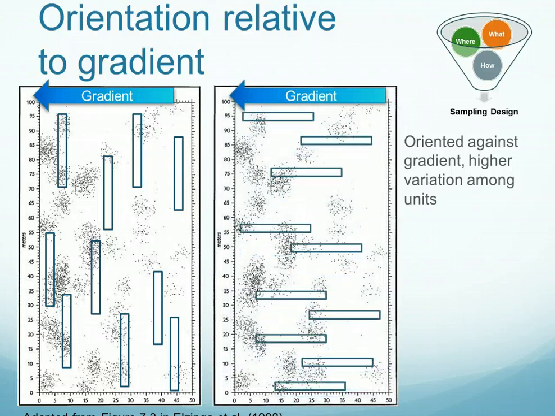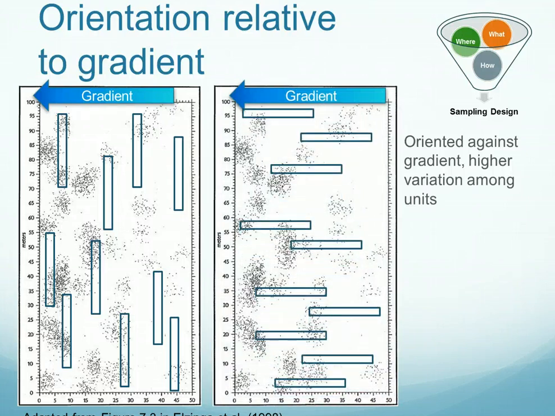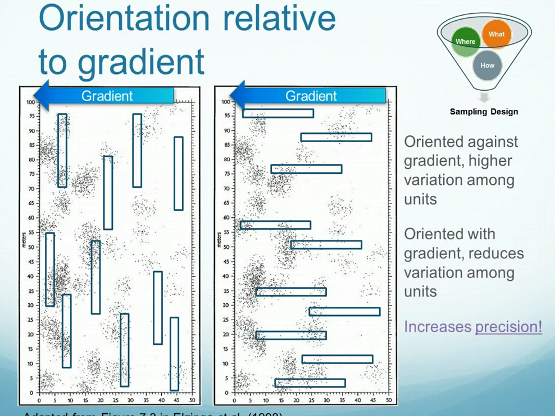On the other hand, if we reorient the belt transects so that they run with the gradient, we see that we have greater chance to incorporate regions of low and high variability inside a unit. And by doing that, we have reduced the variation among the units, and so this increases precision.